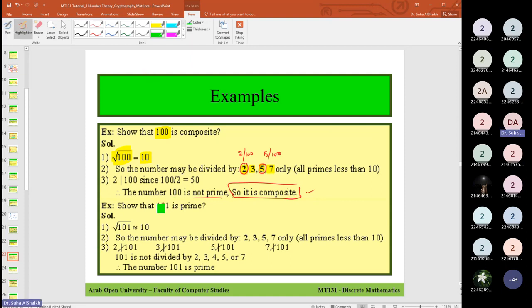Let's do the same with 101 now. What's the root of 101? It is 10 point something, so we can say approximately it is 10. What are the primes less than 10? They are 2, 3, 5 and 7. 2 does not divide 101. The 3 is not dividing 101. The 5 is not dividing 101. The 7 is not dividing 101. Okay? Since none of them is dividing my number, my number is a prime. None of the primes less than the root is dividing my number, which means my number is a prime number here.